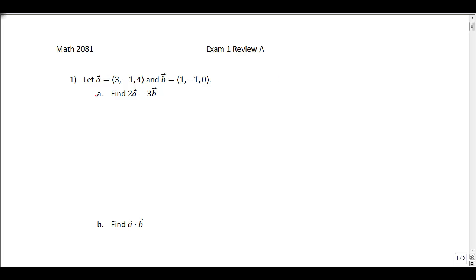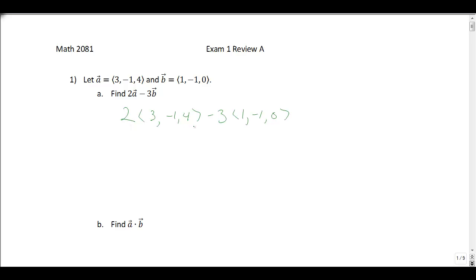First problem, we have vector A is ⟨3, -1, 4⟩. Vector B is ⟨1, -1, 0⟩. And then we're supposed to do some routine calculations. So the first one is 2A minus 3B. Here, 2A is 2 times the vector ⟨3, -1, 4⟩, minus 3 times B, the vector ⟨1, -1, 0⟩.